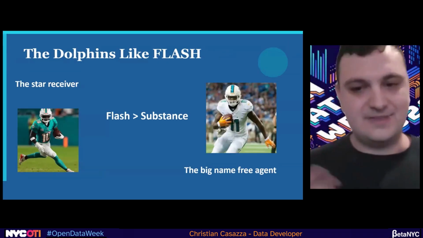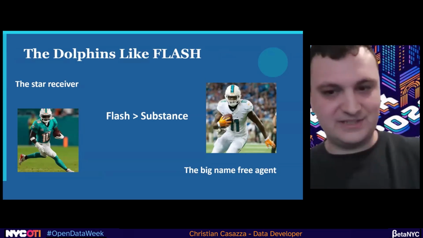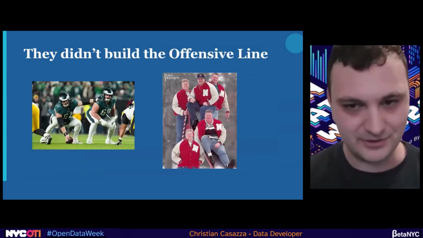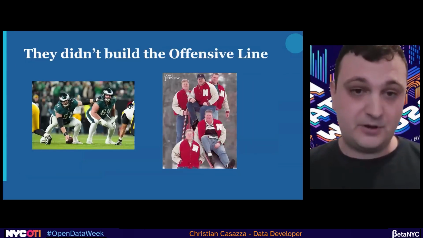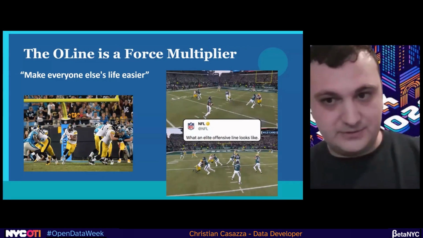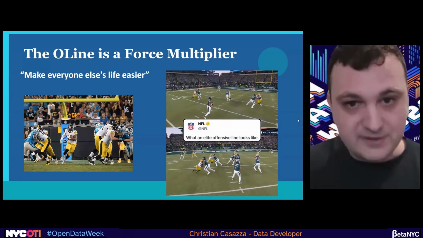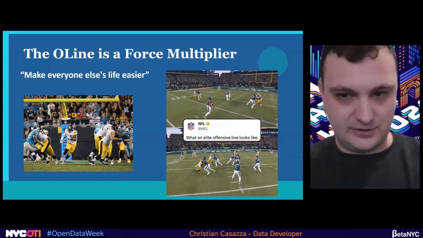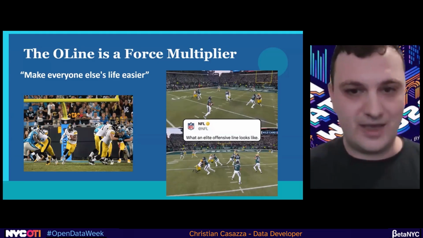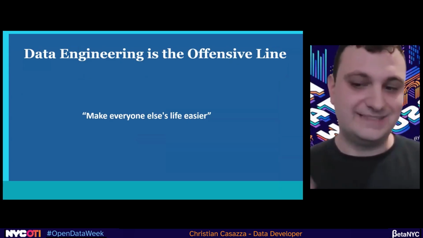See, the Dolphins have a consistent theme over the last 20 years of why they always fail. They always go for the flashy solution. You have a star wide receiver, a big-name free agent. They don't really like to focus on the fundamentals. They never build an offensive line. In football, the offensive line is a force multiplier. It allows your running back to have open holes, gives your quarterback time to throw, and keeps your defense refreshed. The point of the offensive line is it makes everyone else's life easier. While a lot of teams like to go for the flashy solution, you start with the line, you've got to see success. That's the mental model I want you to use for data engineering.